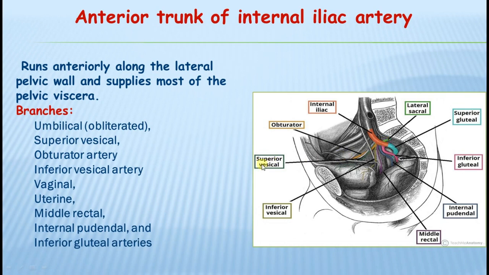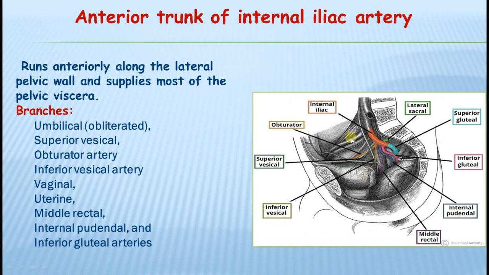So these are the branches: obliterated umbilical artery, superior vesicular artery, where vesicle refers to the bladder, inferior vesicular artery, again referring to the bladder, obturator artery. Then you have the uterine artery, vaginal artery, middle rectal artery, internal pudendal artery, superior gluteal artery, inferior gluteal artery. Okay, so these are the branches.